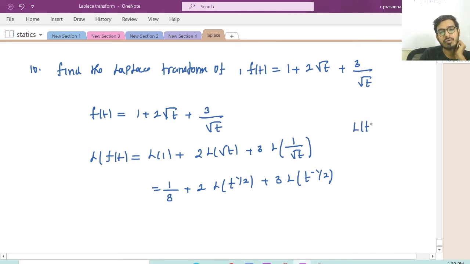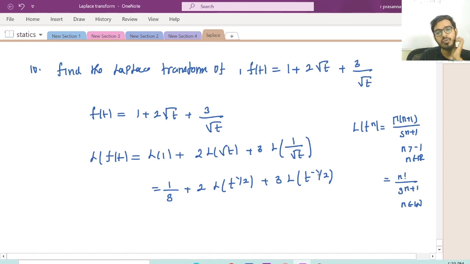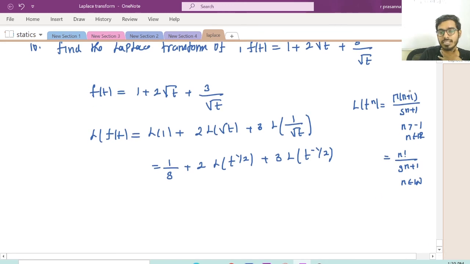Now we know L of t power n. What is the formula for L of t power n? It will be gamma of n plus 1 divided by s power n plus 1 if n is greater than minus 1 and n is a real number, and this will be equal to n factorial by s power n plus 1 if n is a whole number, right? But here you can see this minus 1 by 2 is not a whole number, right? Therefore we should use this formula. This minus 1 by 2 and this 1 by 2, both are not whole numbers, and also both are greater than minus 1, right? So therefore we should apply this formula.